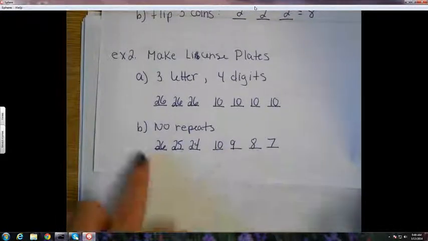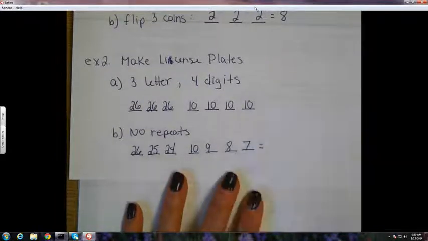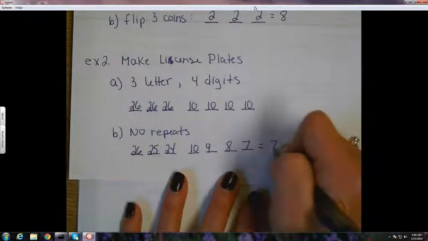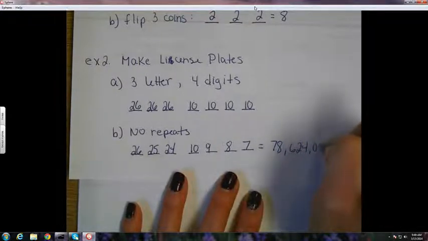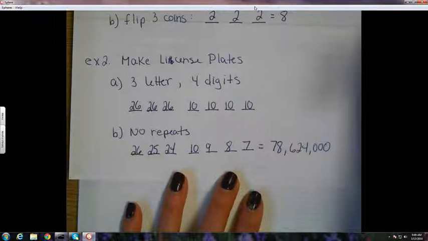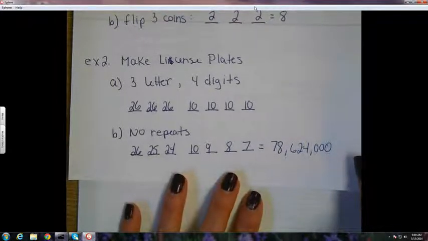So, we just did no repeats, okay? And we have this number here. I guess I kind of want to have that total. It'd be easier to talk about. 78,624,000. So, how many plates have the word God? That's the question.